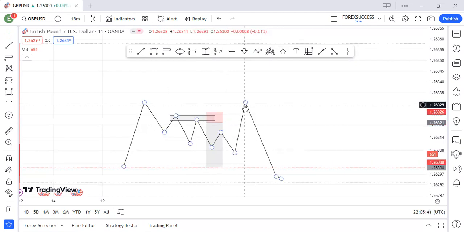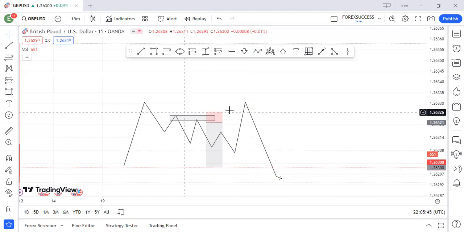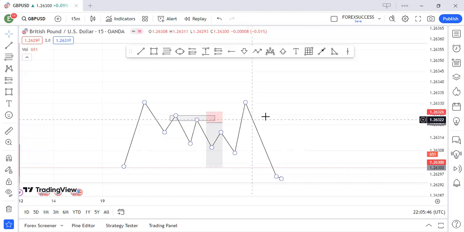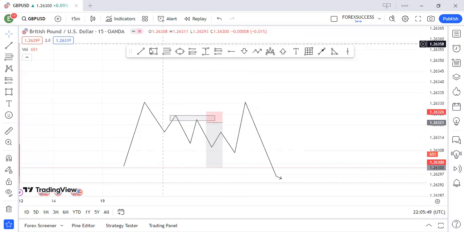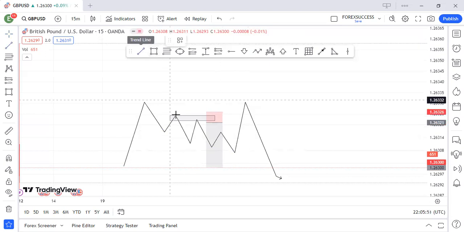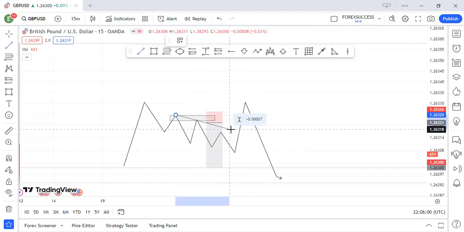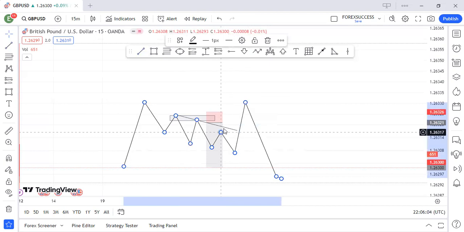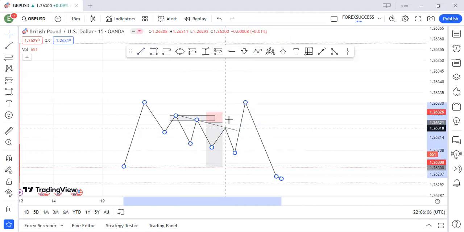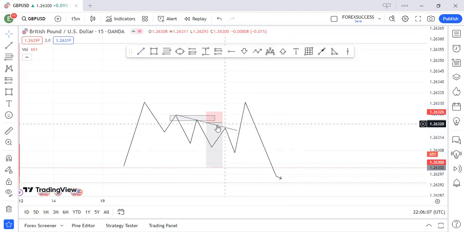Unfortunately for them, price takes them out here. Because the price took them out, this whole area is liquidity.